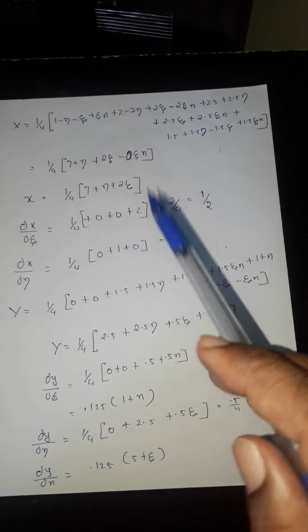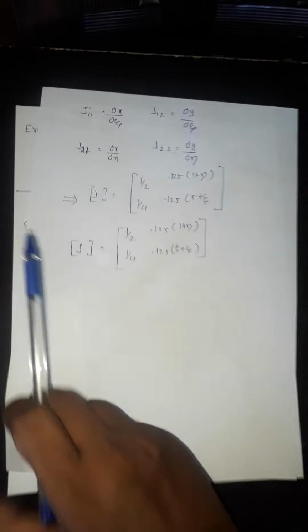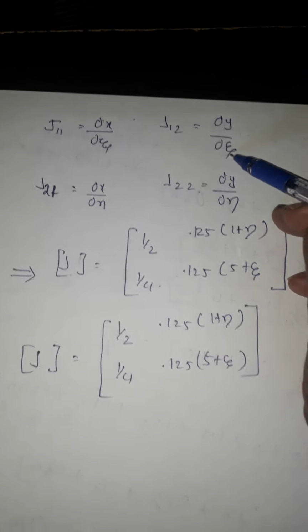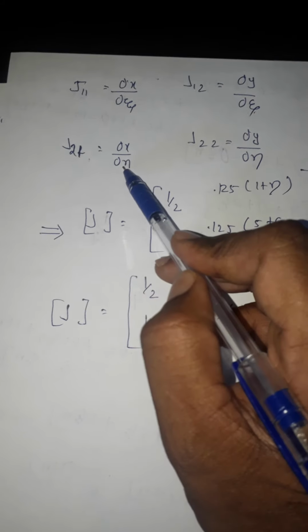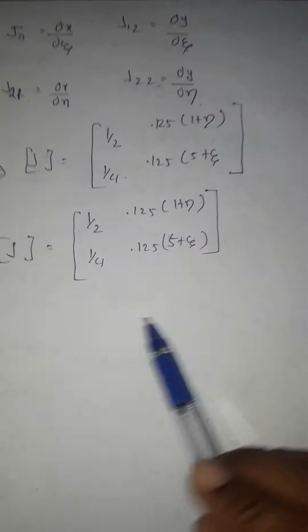So what are these 4 values? These 4 values are taken out: J11 is dou x by dou epsilon, J12 is dou y by dou epsilon, J21 is dou x by dou eta, J22 is dou y by dou eta. Substitute these values and you get the Jacobian matrix.